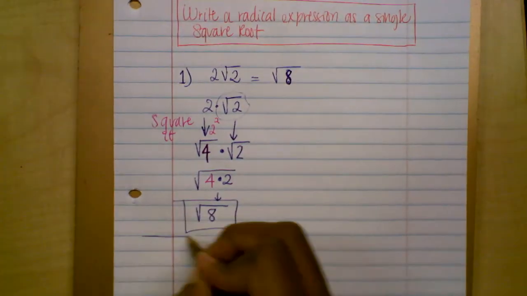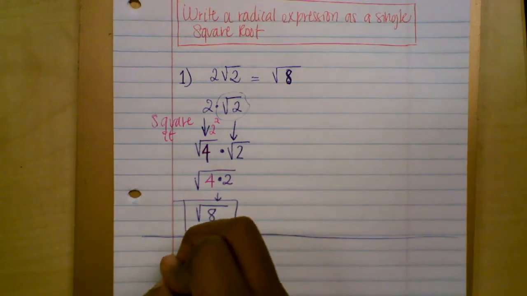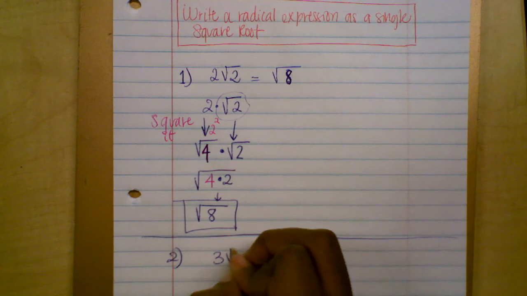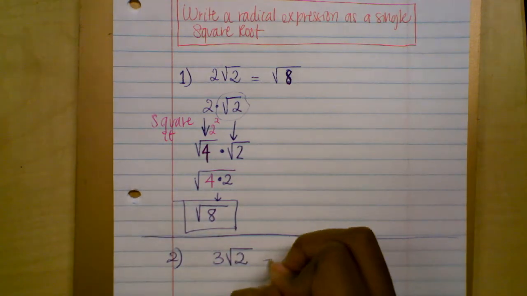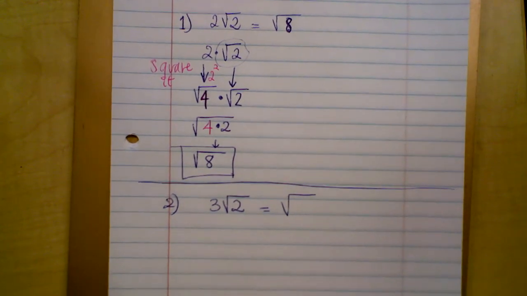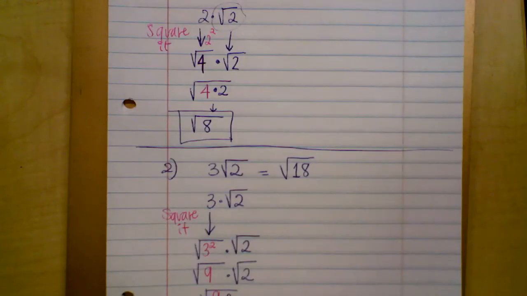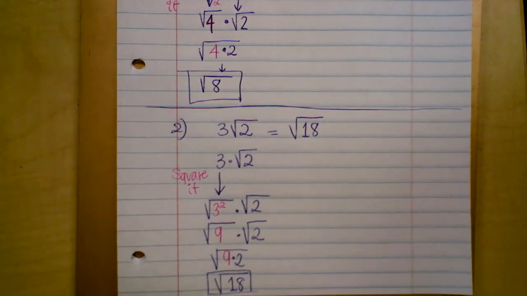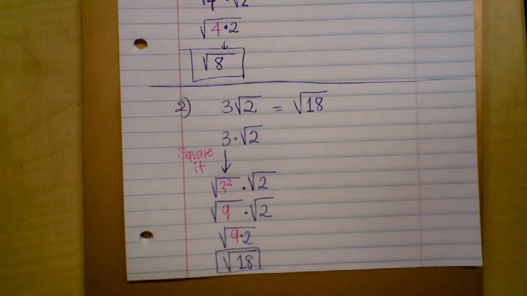Let me give you number 2 for you to practice. Number 2 is 3 square root of 2. How would you rewrite this as a single square root? Please pause the video and try. This is my answer. I got the square root of 18. Let's go over the steps to make sure you understand.